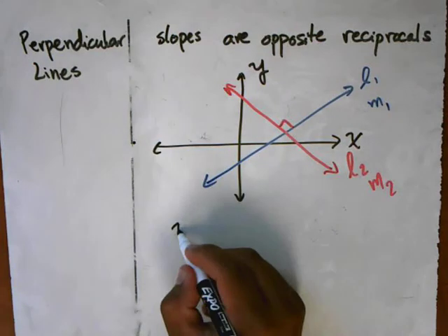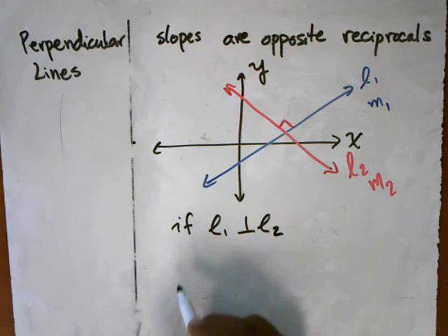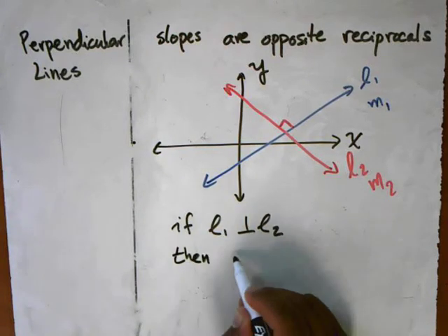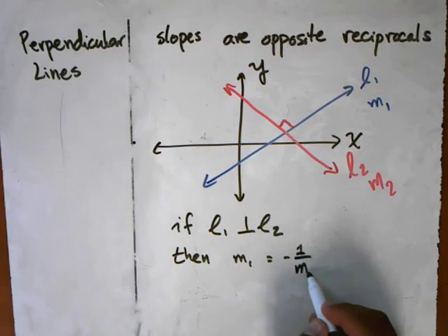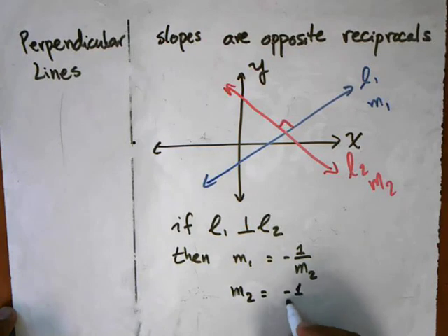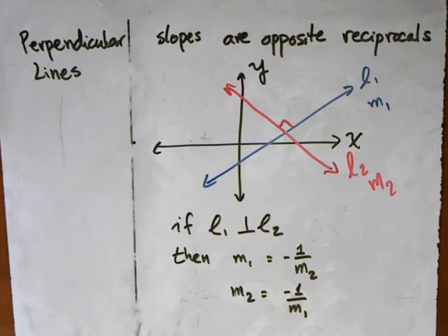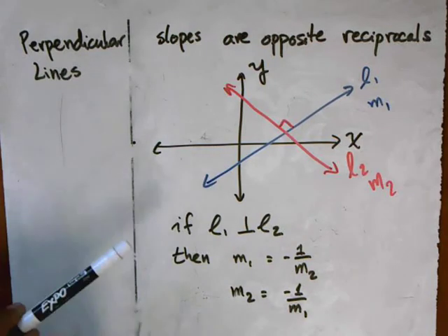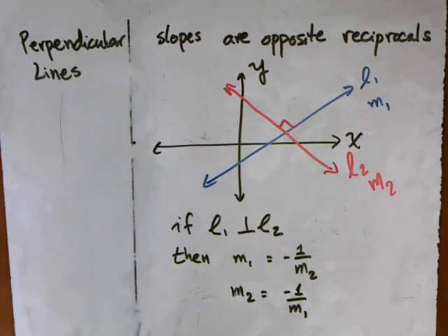One thing that we can say is that if L1 and L2 are perpendicular to each other, then m1 is equal to the opposite, so there's a negative sign, and the reciprocal of m2. And we can also say that m2 is equal to the opposite reciprocal of m1. So both of these equations are equivalent. Now, this is a biconditional, so if the slopes are opposite reciprocals, then the lines are also perpendicular. But generally in pre-calculus, we usually use the forward condition more often.